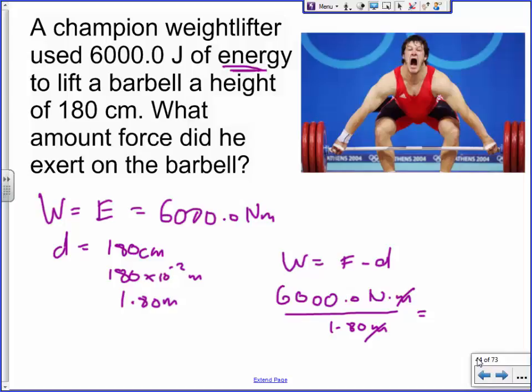Do you get an answer? What'd you get, Walker? 3,000. Repeating? Anybody else? Okay, so if it's 3, 3, 3, 3 repeating, we just need to get the sig digs right. So 3 sig digs? So let's make it 3.33 times 10 to the 3. That's how many newtons we would have used.